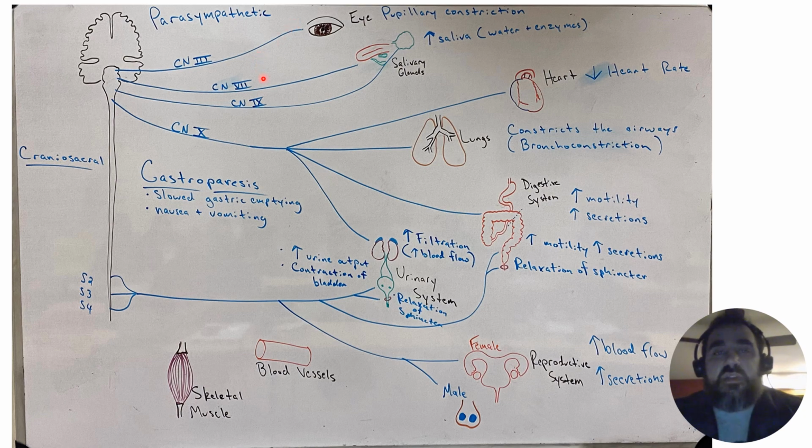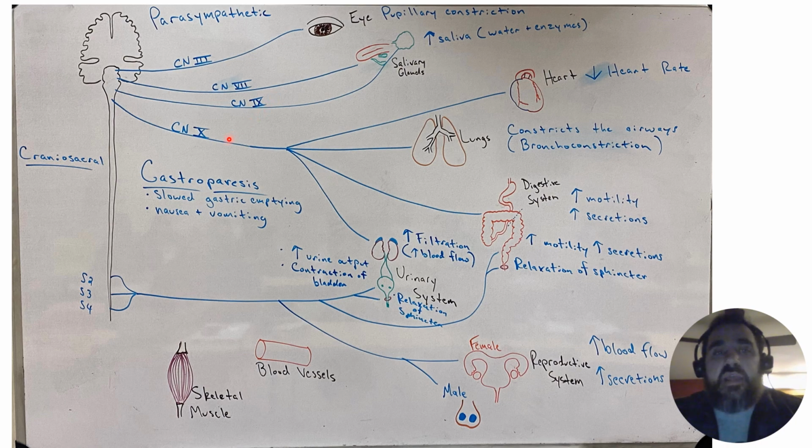Cranial nerve number 7 goes to 2 of the 3 salivary glands, sublingual and submandibular. Cranial nerve number 9 goes to the parotid gland, which is the other salivary gland. We're going to increase saliva production because saliva is part of digestion. It contains digestive enzymes like amylase, and it lubricates the food bolus.